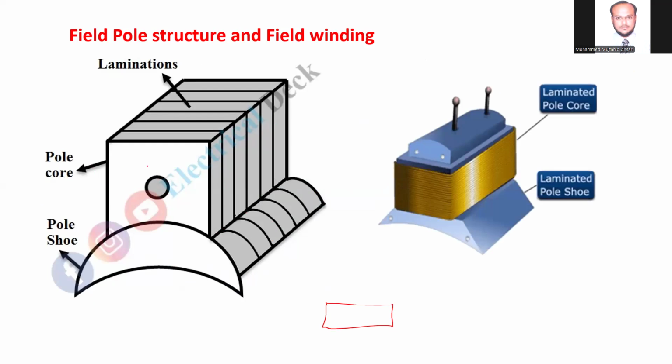So this is the pole core and this is the pole shoe. The pole shoe is especially made to spread the magnetic flux equally over the periphery of the rotor or armature. So here the winding is carried out over this one. So it is called a laminated core, a laminated shoe, and this is called the field winding, whose responsibility is to produce the magnetic flux over the periphery of the armature, isn't it? Magnetic flux.